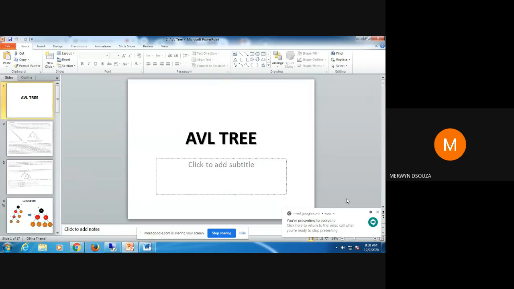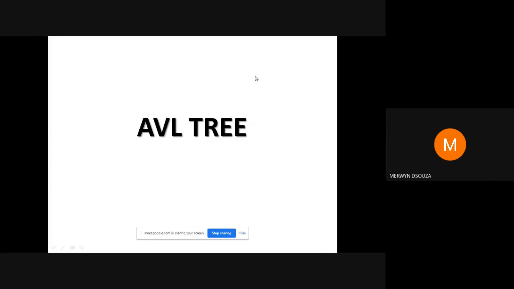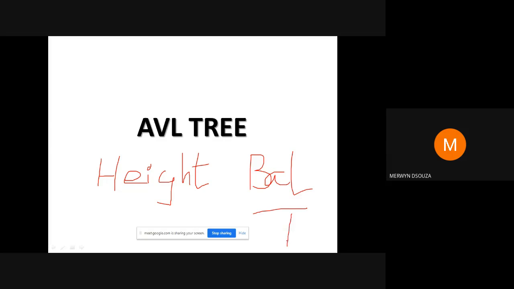So the tree that we are going to study today is known as an AVL tree, or it will be known as a height balanced tree. Any one of these two names means the same. So what is it? A special type of binary search tree.